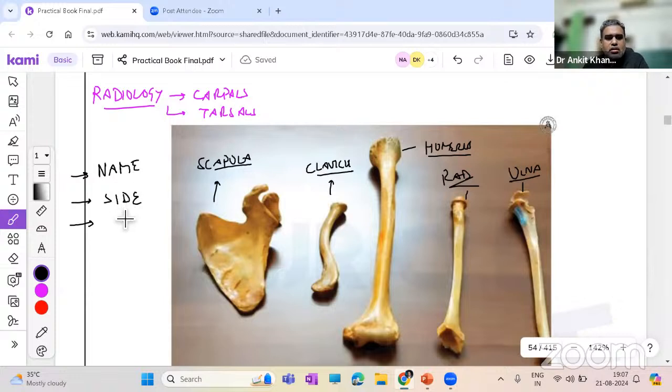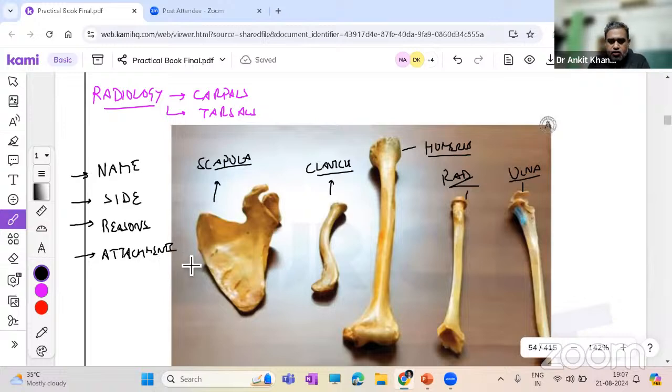Then the examiner might also ask you the reasons. Why is it the right or why is it the left side? After that, you have named the bone, with the side, with the reason. Then comes the question of the main attachments, which the examiner might ask depending on whether he wants to, or he might move on to the next bone. So this is a protocol which is followed everywhere, not just in any particular college or area, but nearly everywhere.